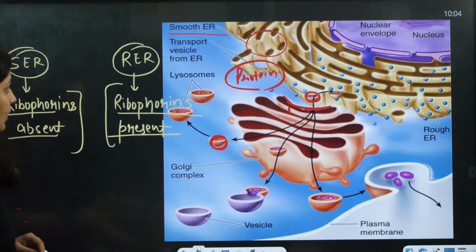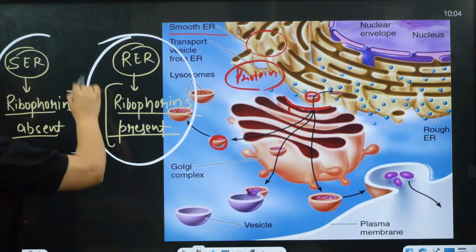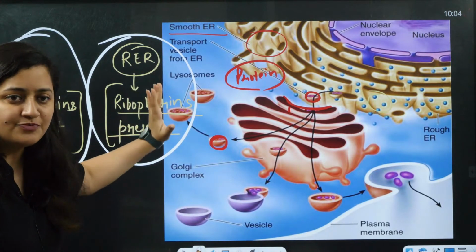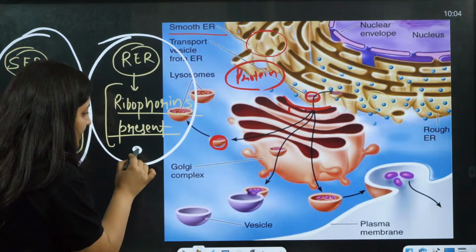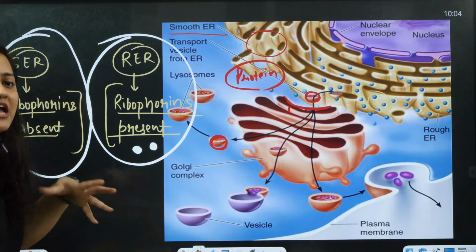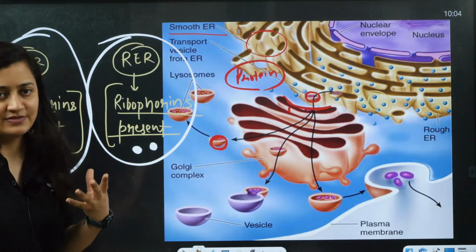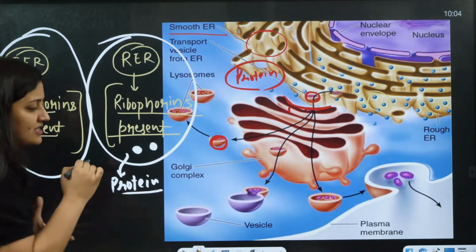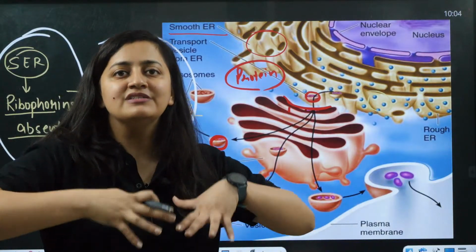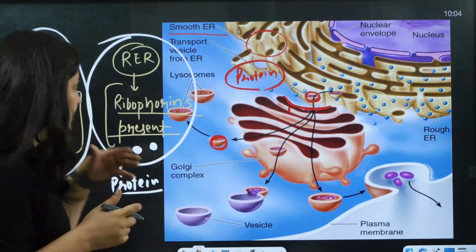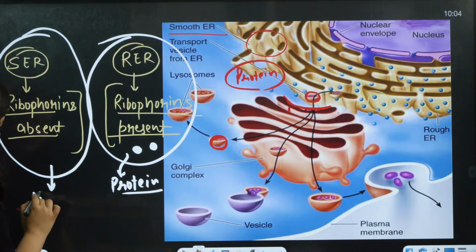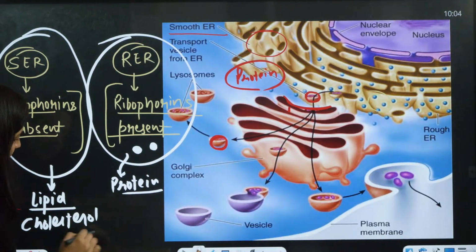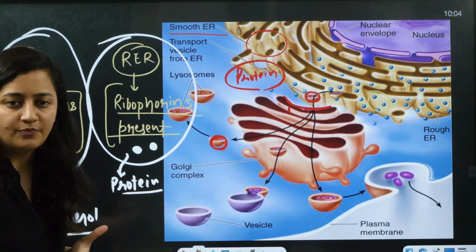Okay. So RER and SER, smooth endoplasmic reticulum and rough endoplasmic reticulum. Where ribophorins are present, the ribosome can get attached to the endoplasmic reticulum, and where ribophorins are absent, it is smooth. Now, ribosome is there, obviously it will play the role in protein synthesis. So the cells which are actively forming proteins will have so many rough endoplasmic reticulum. When it comes to the SER, as I said, it plays the role in the synthesis of lipid, in the formation of cholesterol, and in the formation of steroidal hormones.